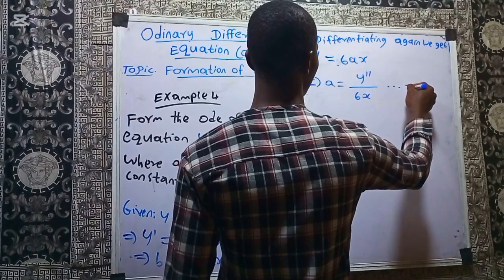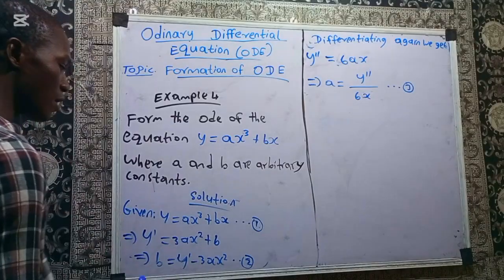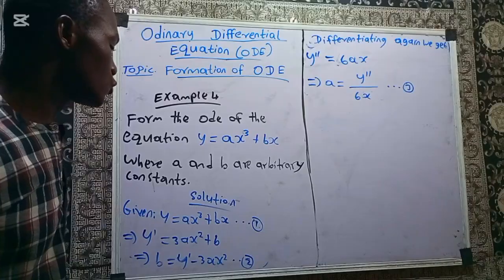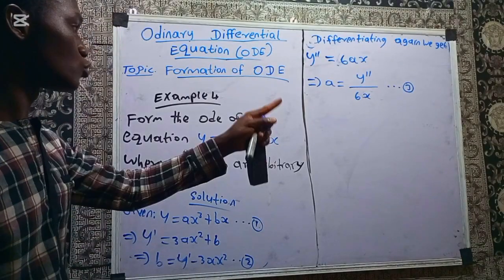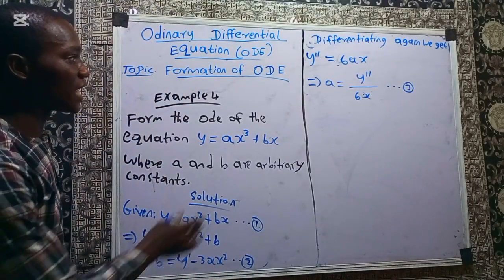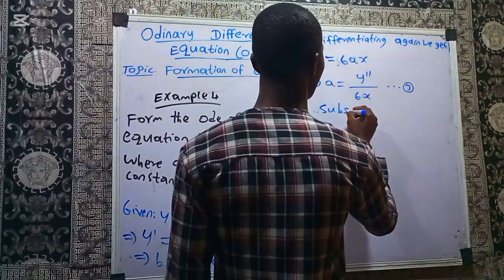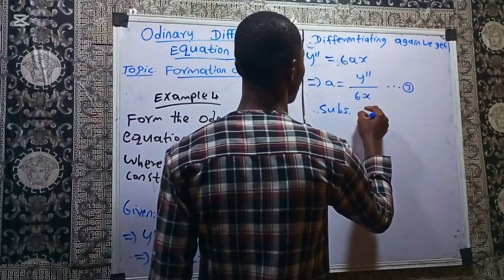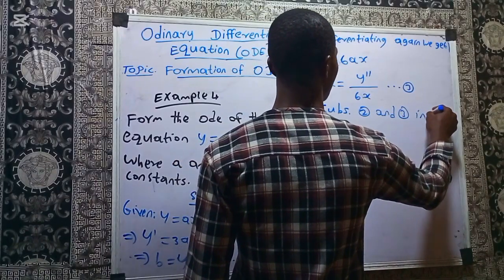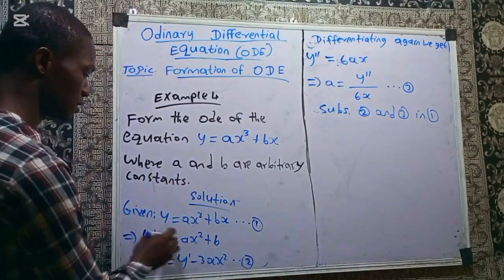So let me call this one equation 3. Okay, sorry, this one will be equation 2. Then that one will be equation 3. So what do we do? We substitute equation 2 and 3 in equation 1. When you have gotten your constants, I've known my a, I've known my b, you now substitute them in your original equation. Substitute equation 2 and 3 in my equation 1. See my equation 1 here.